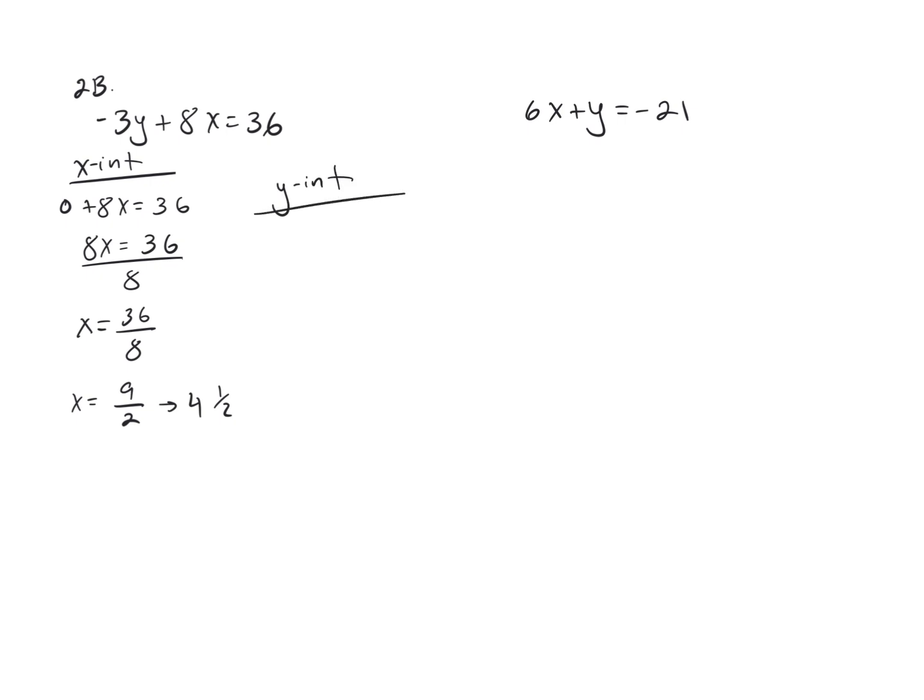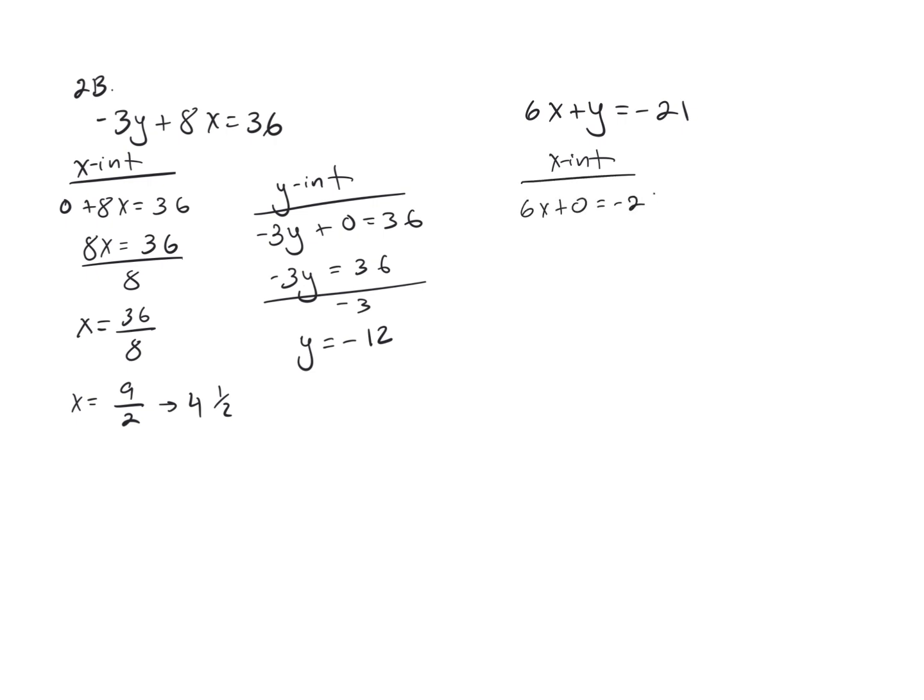And then for the y-intercept, it's going to be negative 3y plus 0 equals 36. So this one will become negative 3y is equal to 36. When I divide by negative 3, I get y is equal to negative 12. Then I'm going to get the x and y intercepts for the second equation. So for the x-intercept, it will become 6x plus 0 equals negative 21. So it's 6x equals to negative 21. Divided by 6, we get x is equal to negative 21 over 6.